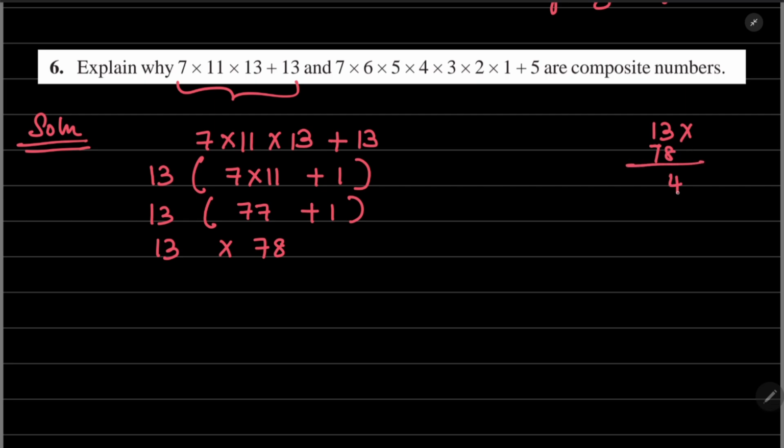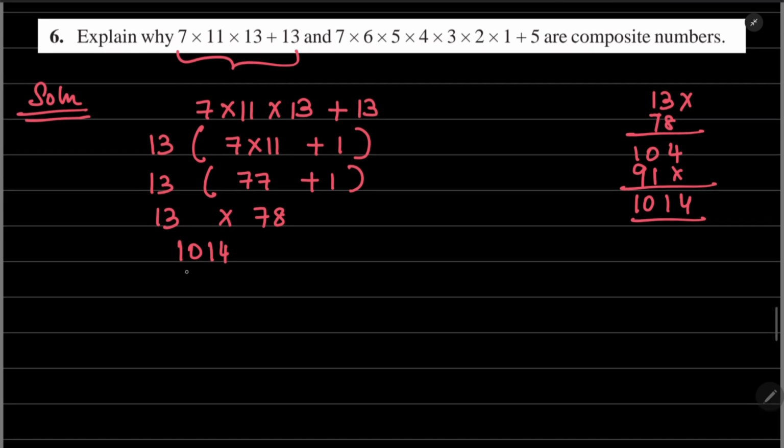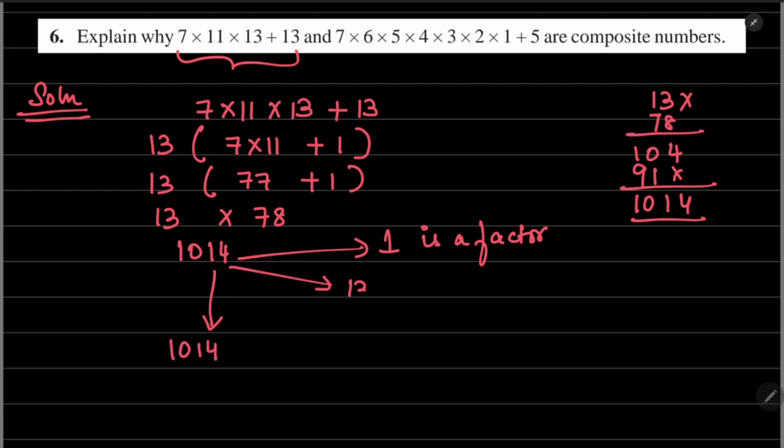8 3s are 24, 4 carry 2, 8 1s are 8, 9, 10. And then 7 3s are 21, 1 carry 2, 7 1s are 7, 8, 9. So here you have got 4, 1, 0, 1, that is 1014. Okay, so this is the product, and 1014 was obtained by multiplying 13 and 78. So for this number, one is definitely a factor of all numbers, and then the number itself, 1014, is also a factor. And then 13 is a factor, because 13 multiplied by 78 is 1014.